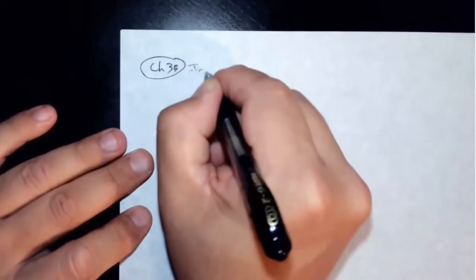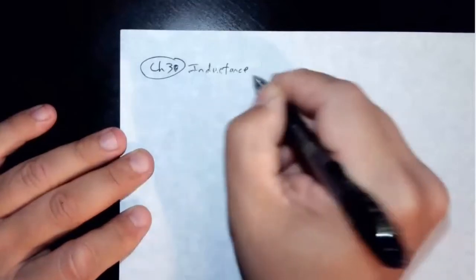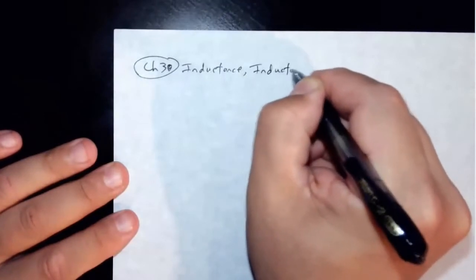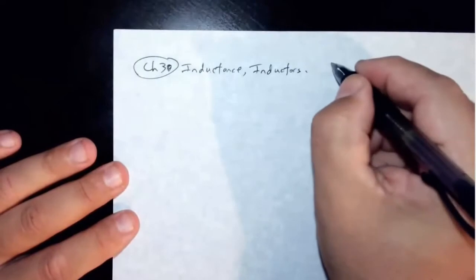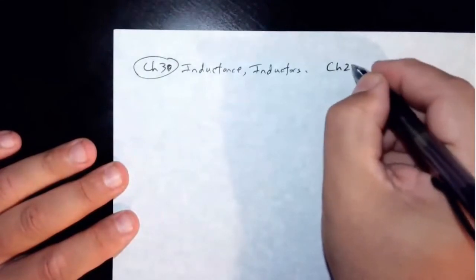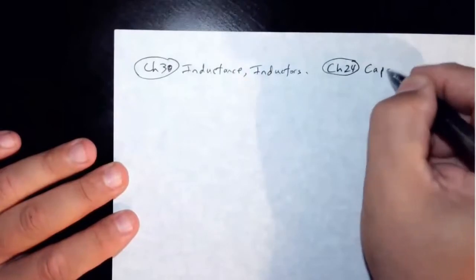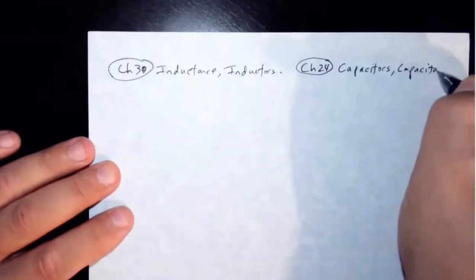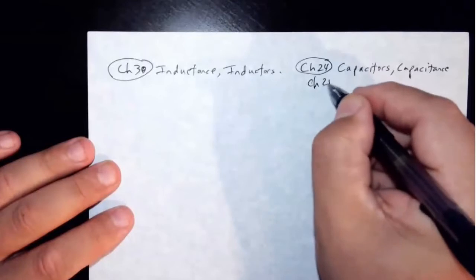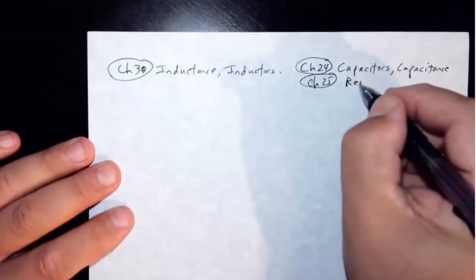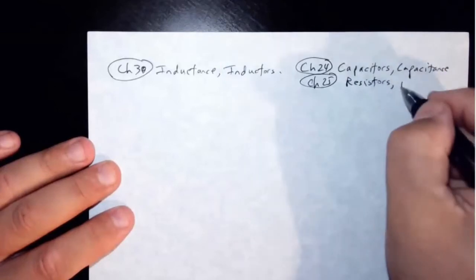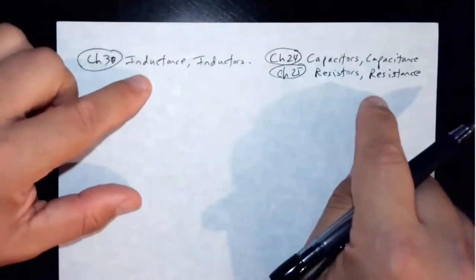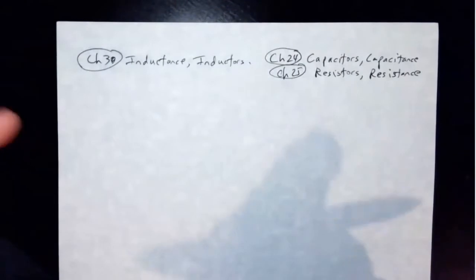Inductors, inductance. So this chapter will be kind of analogous to the chapter, what I believe was chapter 24, which we covered on capacitors and capacitance, and chapter 25, which was on resistors, resistance. So it's nice to compare them and say, okay, what are their differences and what are their similarities?